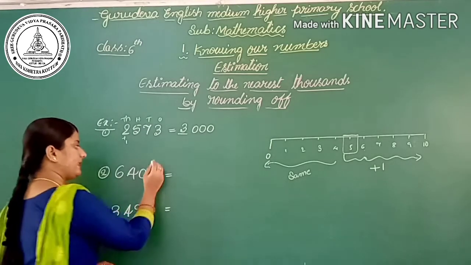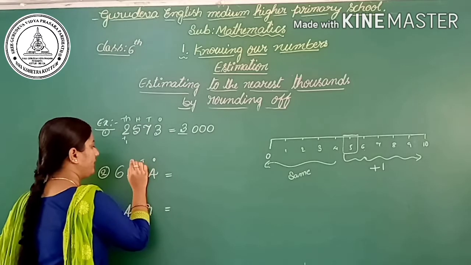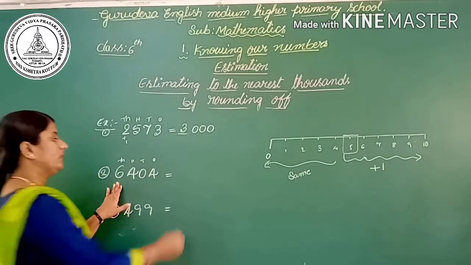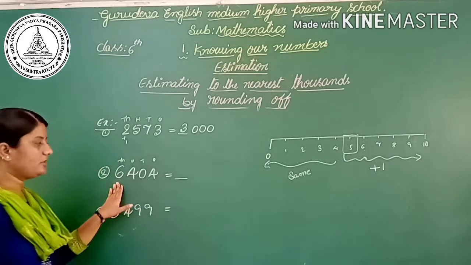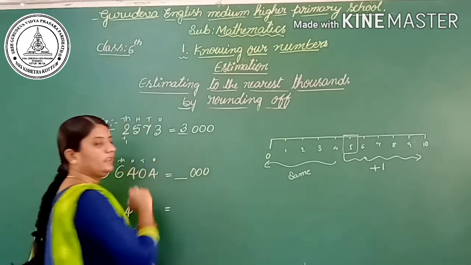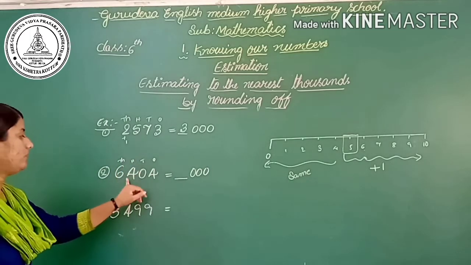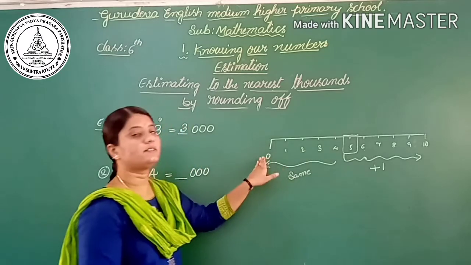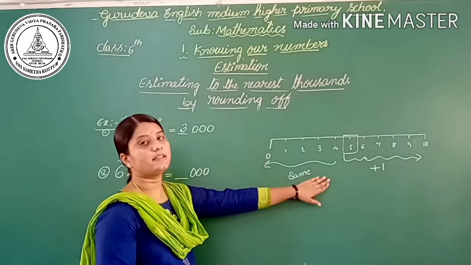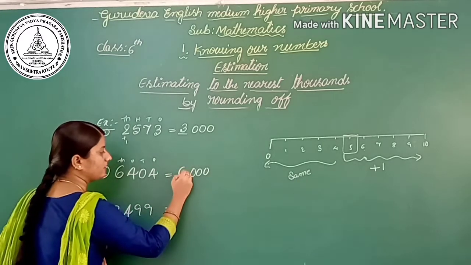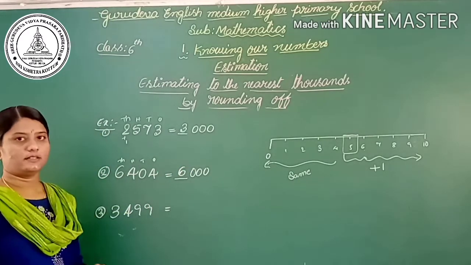Okay, then the next one is 6404. Once again write the place values: ones, tens, hundred and thousands. Here in the 1000 place we keep a dash, and the rest of the places we write 0. Then take the next place as the reference point, that is 4. 4 is closer to the 0. So we write the same number in the 1000 place, that is 6.